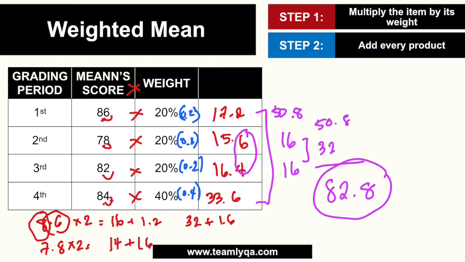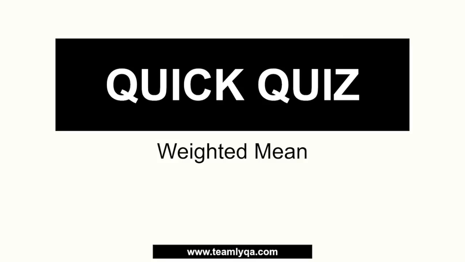Yun yung weighted mean. So again, iba siya dun sa kanina, kasi yung kanina, straight mean natin, ang straight mean natin is 82.5. Pero ang weighted mean niya is 82.8. And when it comes to grades or mga key na mga information, very important yung 0.3 na difference na yan. Alright, now that you know what to do pagdating sa mga weighted mean, it's time for your quick quiz. I'm going to give you a data table and then you're going to have to get yung weighted mean nung scores or nung information na nandun. Okay? Your timer starts now.